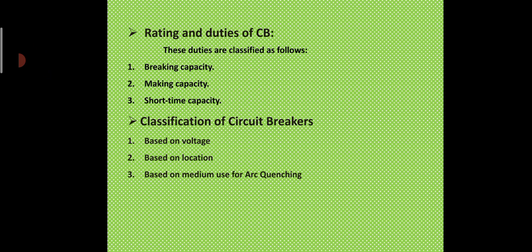The braking capacity is of two types: the symmetrical braking capacity and the asymmetrical braking capacity. When the fault occurs, there is not only the alternating current but there is a DC component also. That means there is an asymmetry in the fault current. Braking capacity is expressed in MVA. If the rated braking current is I ampere and the rated voltage V volt, then the three-phase circuit breaker rated braking capacity equal to root 3 VI into 10 to minus 6 MVA.